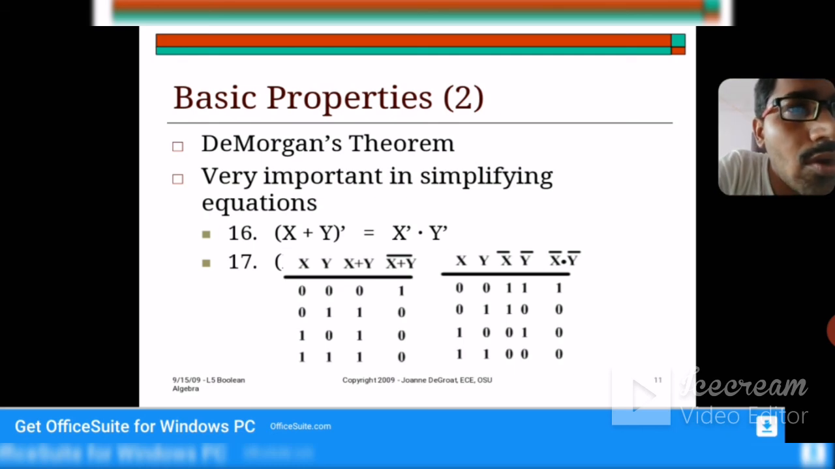So now we will find the RHS value. First of all, we have taken inputs x, y. In the RHS, I don't have x and y, I have x bar and y bar. So I have to find out x bar and y bar. If x is equal to 0, 0, 1, 1, then x bar is equal to 1, 1, 0, 0. If y is equal to 0, 1, 0, 1, then y bar is equal to 1, 0, 1, 0.